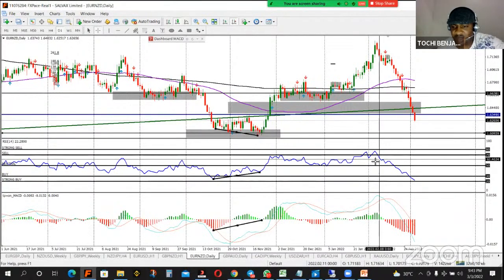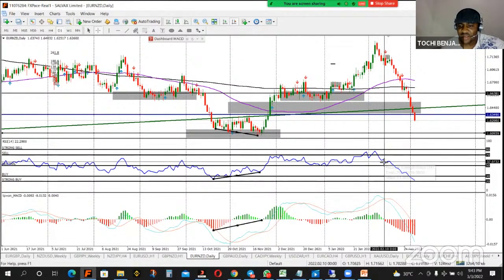Now, MACD came here. Look at where MACD gave a sell signal. MACD crossed from above and gave a sell signal when this market did the pullback and continued the sell.